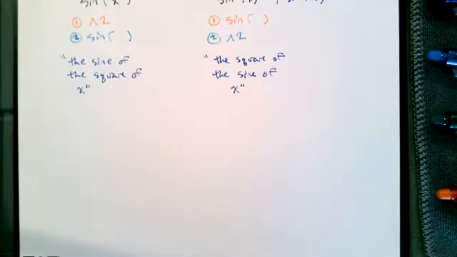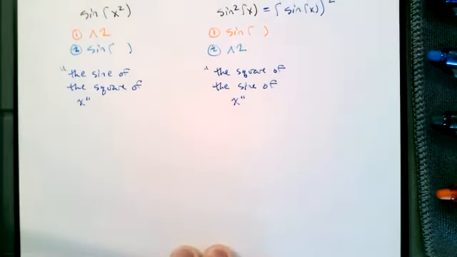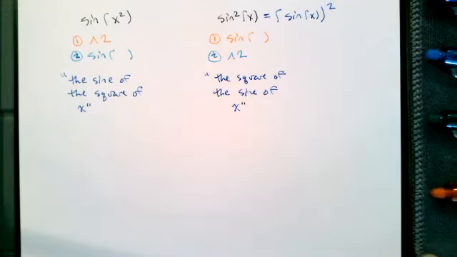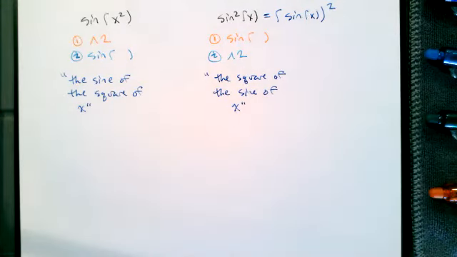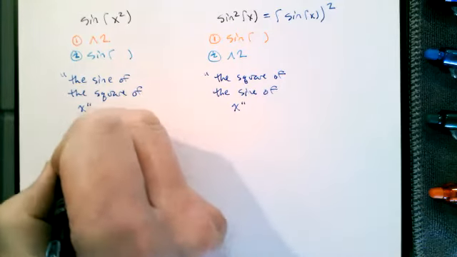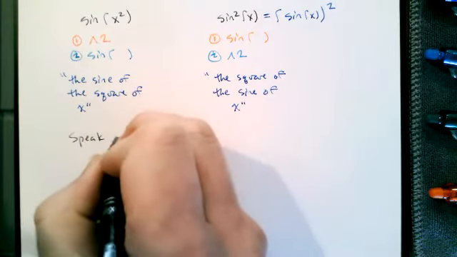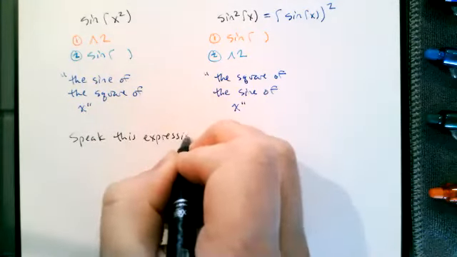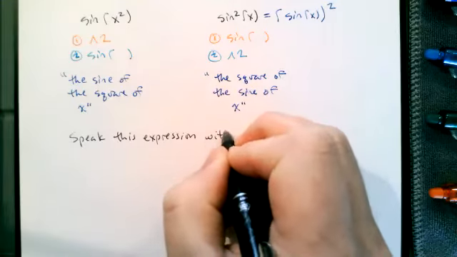So, for example, a fun exercise to do. Now, if you've been in my class before, you've probably seen me do this trick, but I'm going to write down an expression, and I want you to read it back to me in such a way that I will write the same expression. So, speak this expression without spelling it.